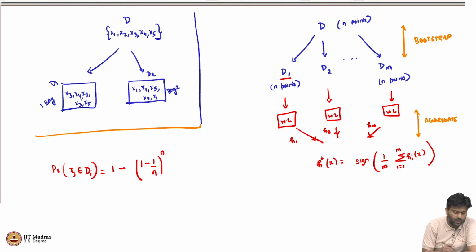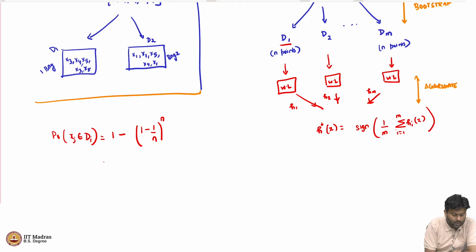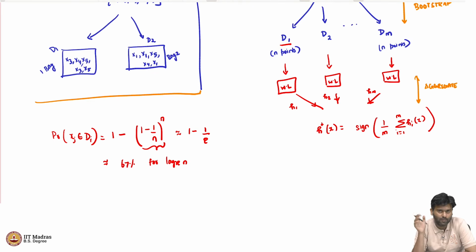So, xj belongs to Di is this, right. Now, this probability is something like 67%, right. Because for large n, this looks like 1 minus 1 by e, where e is 2.7 something, right. So, 1 minus 1 by e now looks like 67%. So, what does that mean? That means that 67% of the points on an average appear in each data set, which means that there is going to be some 30 to 33% of repetition on an average in each of these data sets.